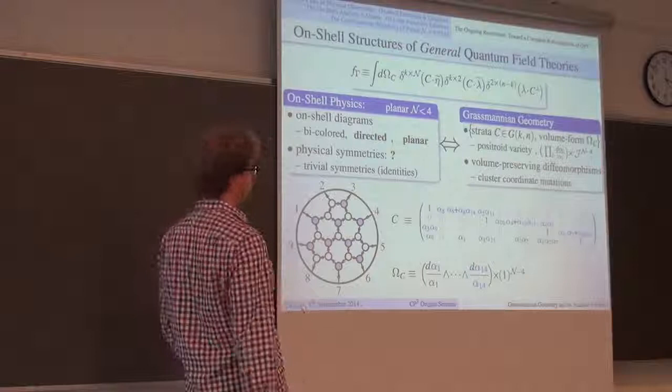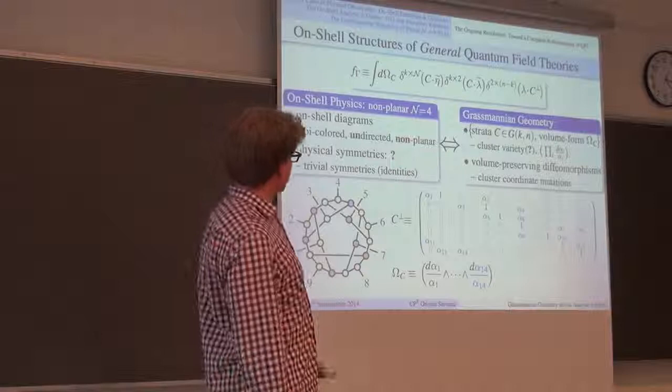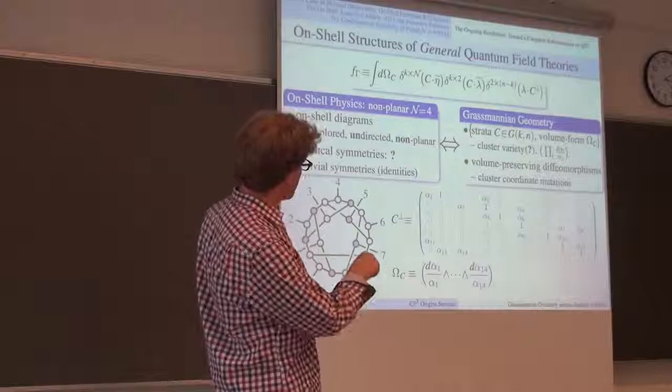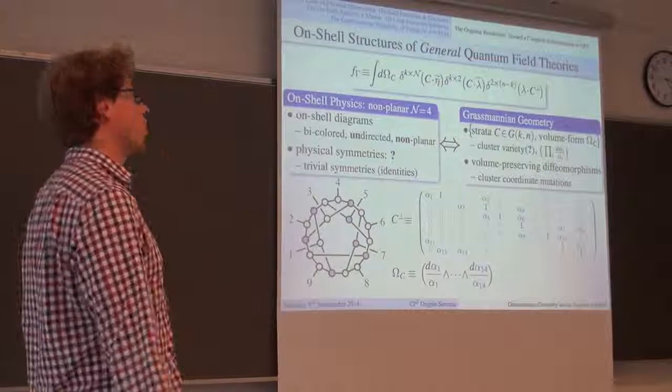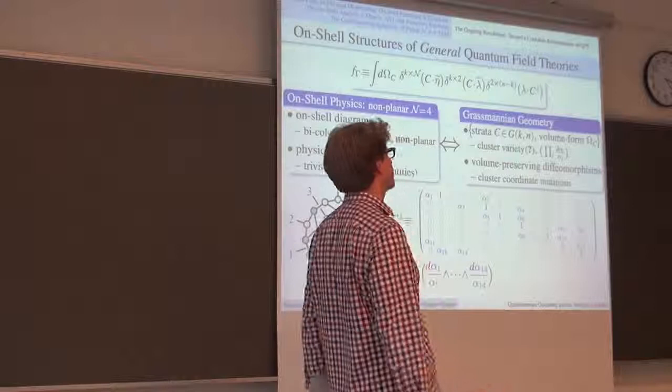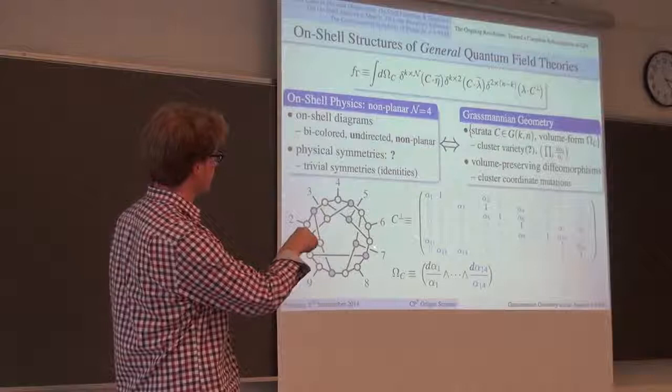In non-planar N equals 4, we have diagrams like this, the example that I gave you before. We again can associate it with some matrix, but it's no longer a positroid variety. It's no longer labeled by a simple permutation. What is it labeled by? That's an open question in mathematics. A very interesting and active open question in mathematics. But the volume form is the same. Okay, so it's still just d alpha over alpha. And you just get some sub-variety like this. And we don't have a name for these physical symmetries.